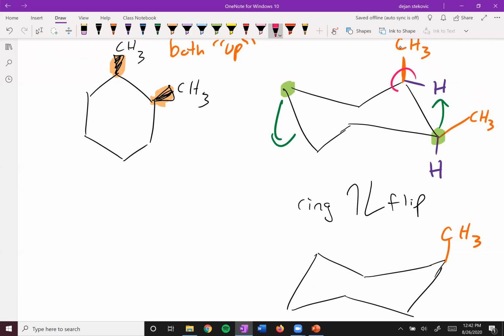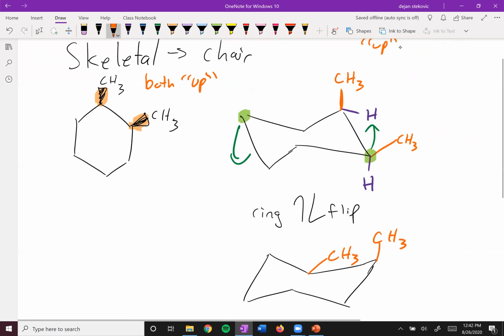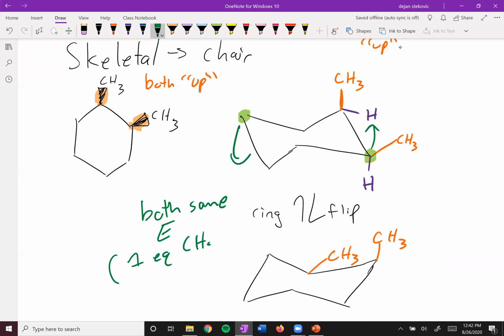And then following along, this carbon over here is now this carbon right here. And this axial CH3 is now an equatorial CH3. Whereas now the hydrogen is axial. And you can see in this case, still both of these methyl groups are up. And then if we think about the steric strain in these ones, it's the same. They're both the same energy because in both of these structures we have one equatorial methyl group and one axial methyl group, right? So in this case, they're the same. One of these is not going to be favored over the other.